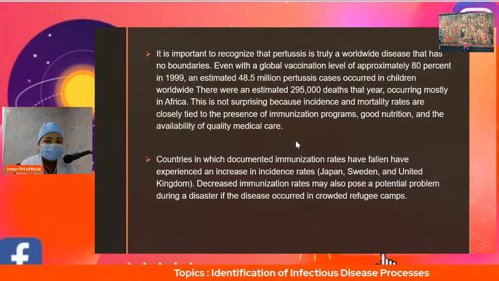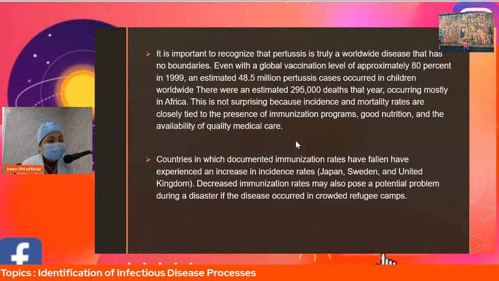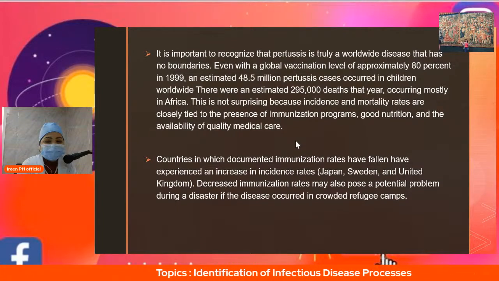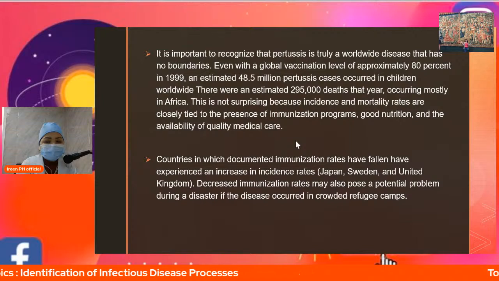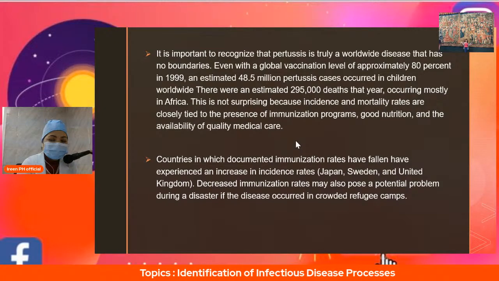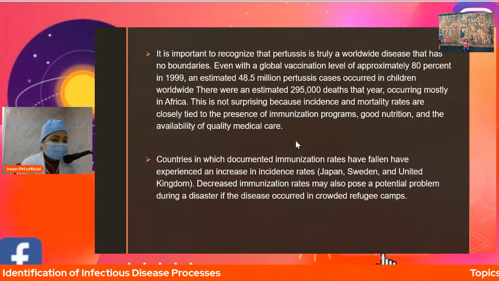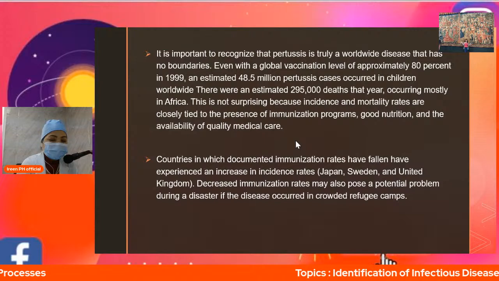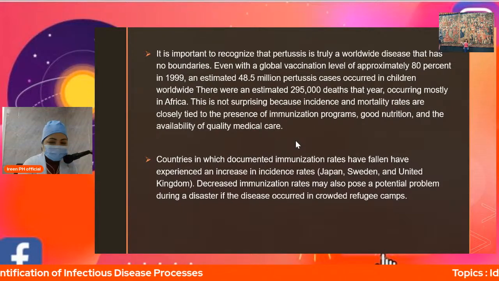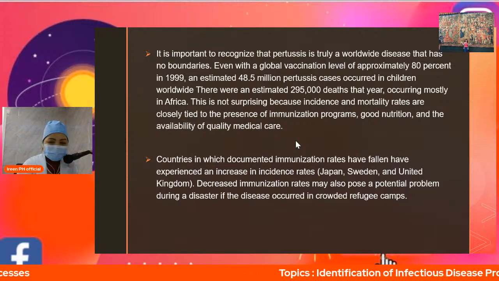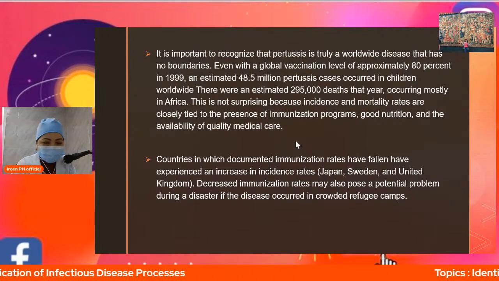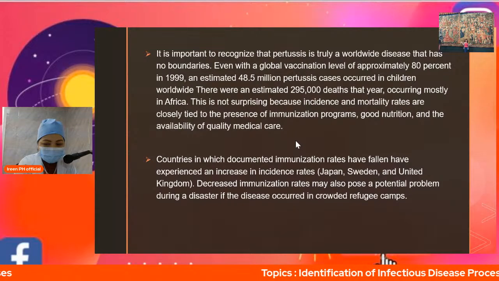It is important to recognize that pertussis is truly a worldwide disease that has no boundaries, even with a global vaccination level of approximately 80%. It's not surprising because incidence and mortality rates are closely tied to the presence of immunization programs and the availability of quality medical care. Countries in which documented immunization rates have fallen have experienced an increase in incidence rates, and decreased immunization rates may also pose a potential problem during a disaster if the disease occurred in crowded refugee camps.